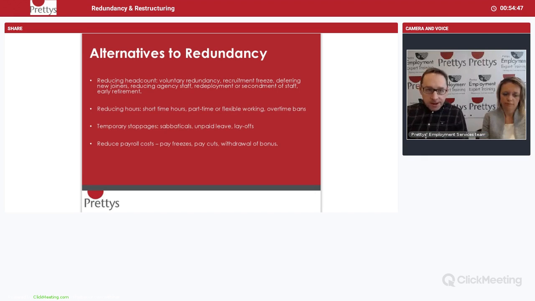So finally, I think we just look at alternatives to redundancy. This is something you should really always take into account when you're looking at whether your redundancy exercise is reasonable. So it's actually good to look at it at an early stage, look at headcount, find ways of perhaps reducing that in other ways or freezing it in other ways. Look at whether you want to get more of the workforce to go part-time. You can look at temporary stoppages, unpaid leave, etc.